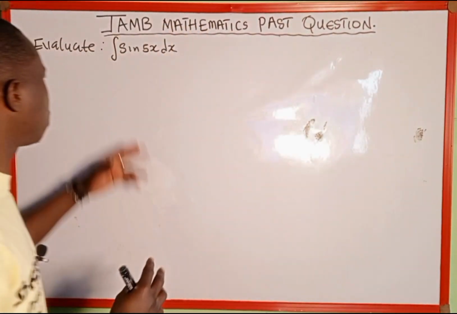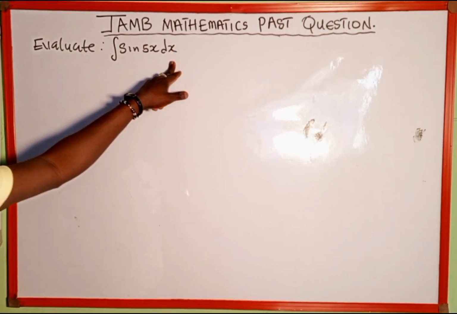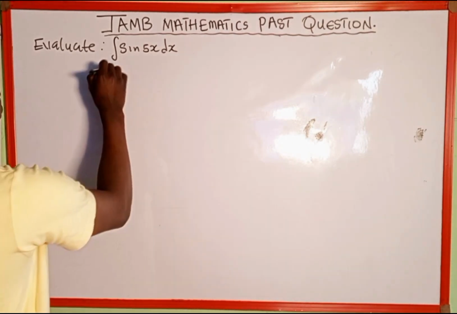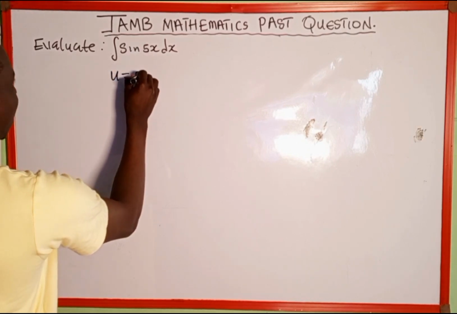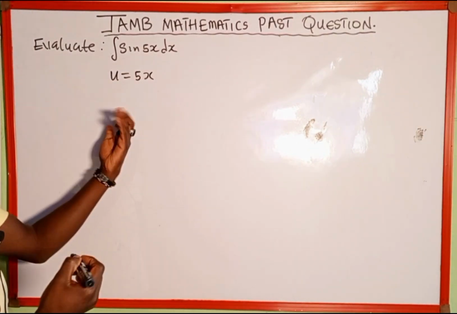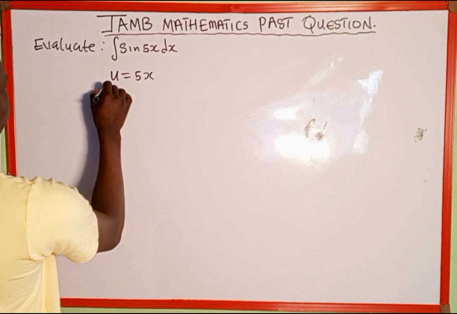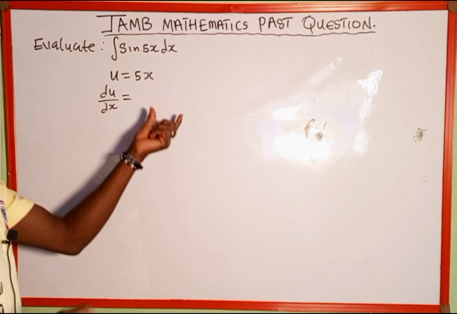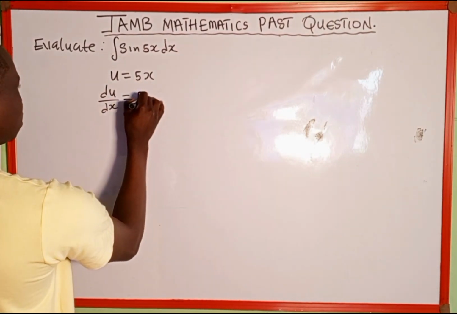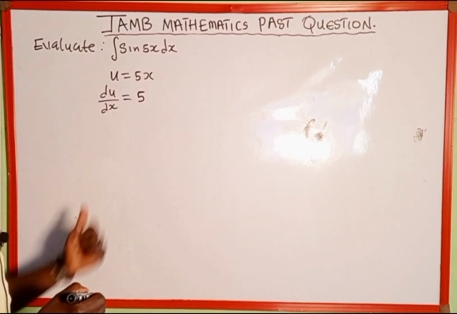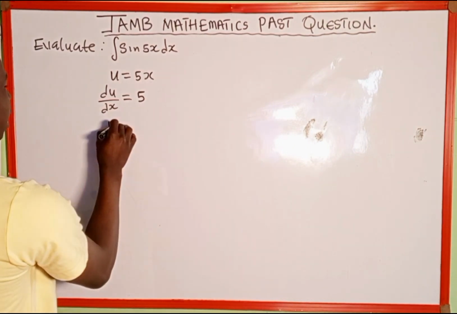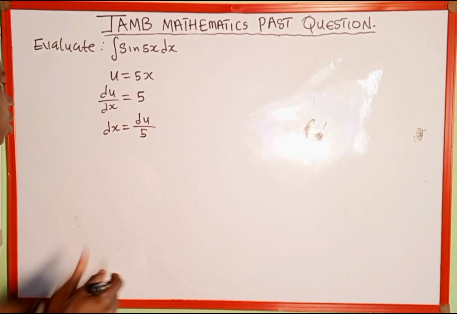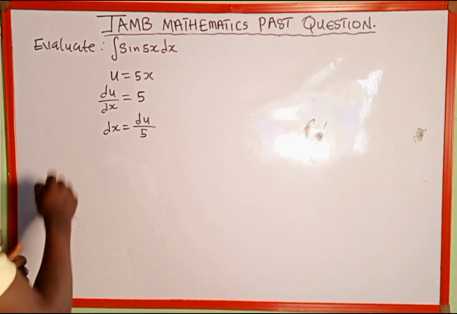To evaluate this integral of sine 5x dx, what we are going to do here is to use u substitution. First, we let u be equal to 5x. Now we're going to differentiate both sides with respect to x. So the derivative of u with respect to x is going to be what? du over dx is equal to the derivative of 5x with respect to x, which is the same as 5. Now we're going to make dx the subject of the formula. So dx now will be equal to du over 5 when you cross multiply and make dx the subject of the formula.